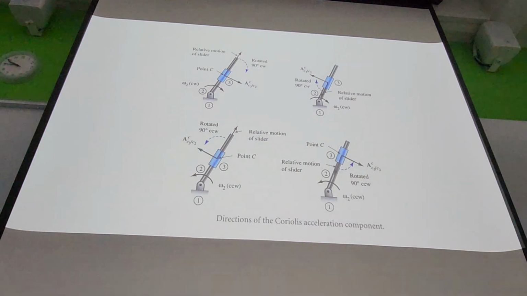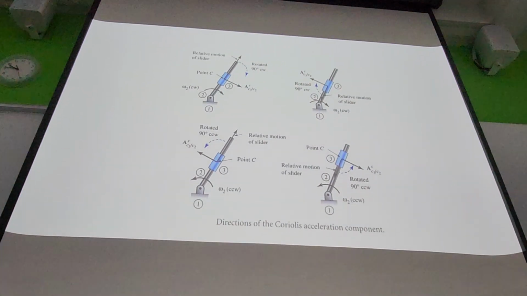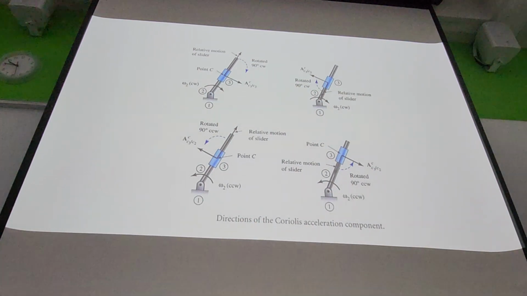And now the slider in this case is going up. In this case, the Coriolis acceleration is as shown, pointing perpendicular to link 2. So you can call this upwards, but in this case the slider is going down, which means the Coriolis acceleration is perpendicular to the link, downwards. So in both cases, you can see the angular velocity of link 2 is counterclockwise. But here the slider is going up, here the slider is down. So in this case the Coriolis acceleration directions are shown.